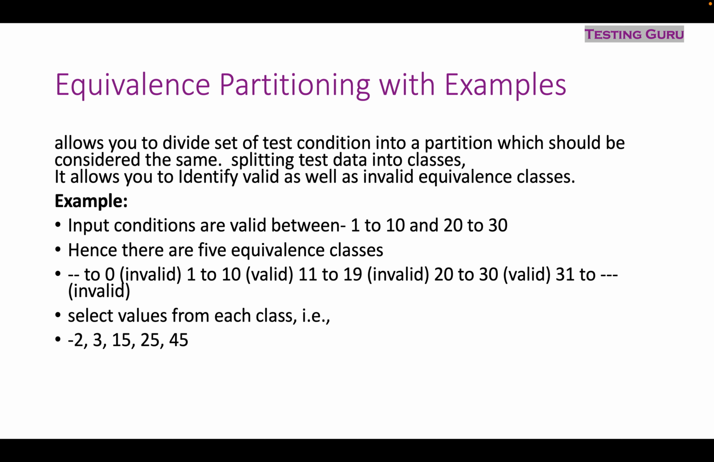And also we have to check for the 11 to 19 case. In between we can check for 15. The same way we have to check 20 to 30, it's a valid case, that is 25. And also we have to check for more than 31. For example, if you give 45, so these 5 test data will be considered for the equivalence partitioning. This is how we identify the test data for equivalence partitioning for the testing.